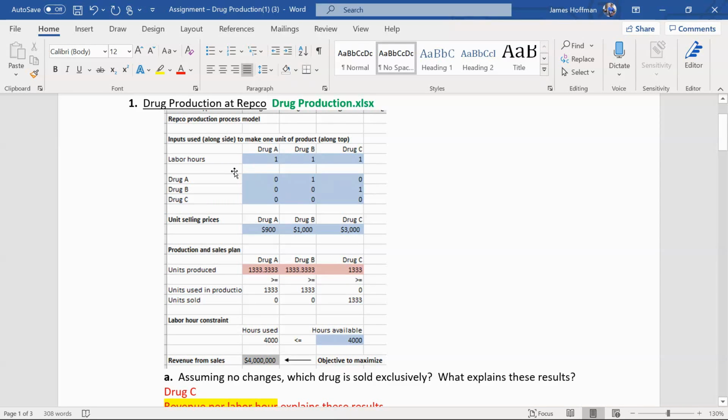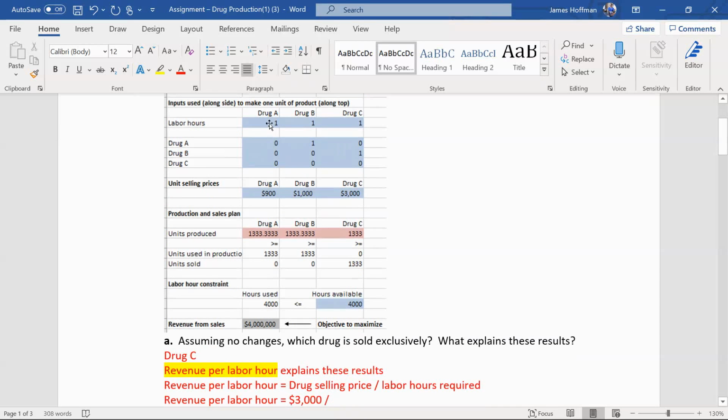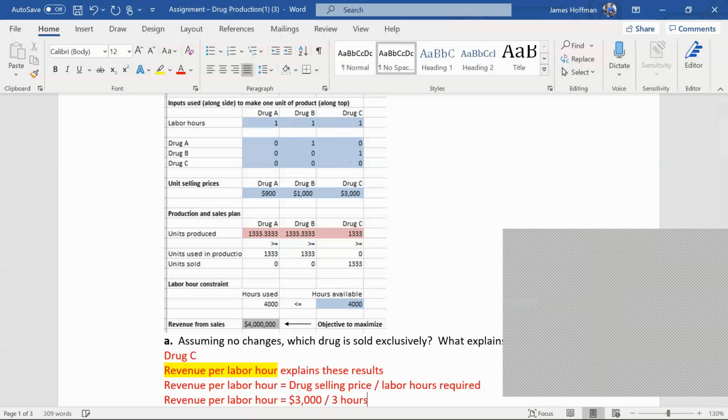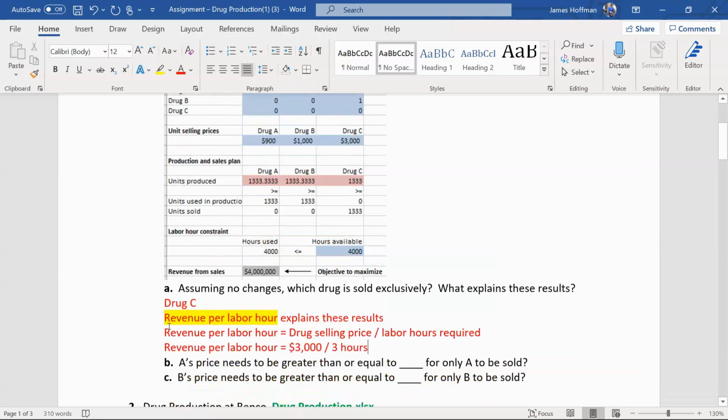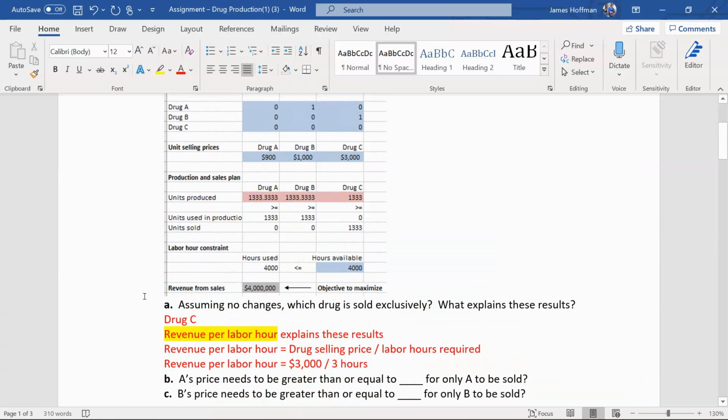Hopefully we see that, because it gets a little more complicated if you add more ingredients and hours. Start from drug A and then count up to drug B. Do we see how we get the 3 hours here for drug C? Okay, so now $3,000 divided by 3 hours gives us exactly $1,000 per labor hour. That's what we're trying to match now for the other drugs.